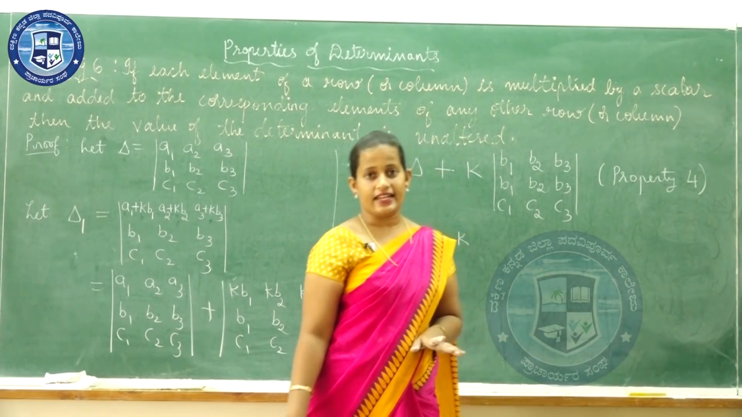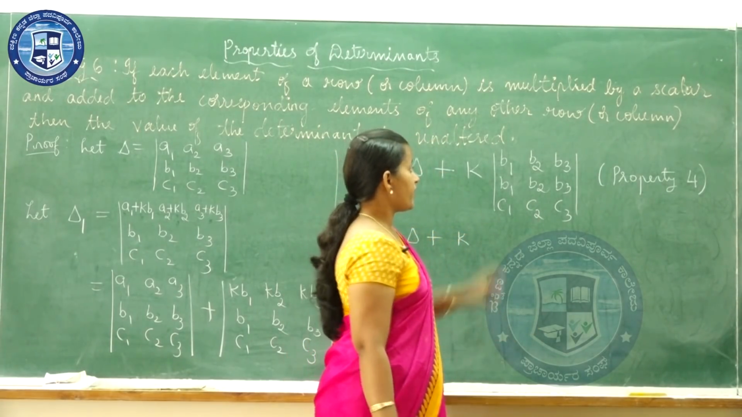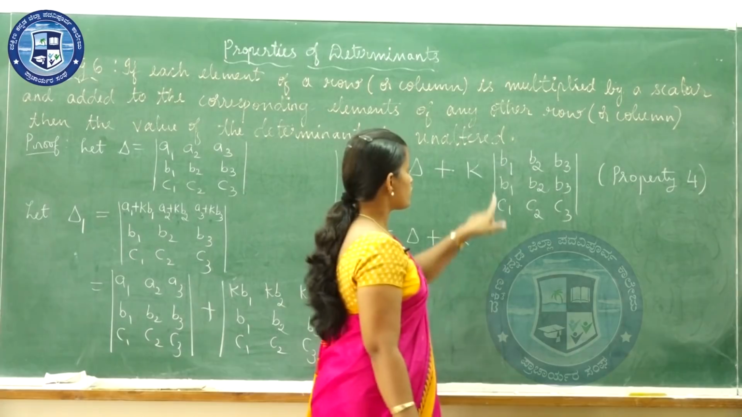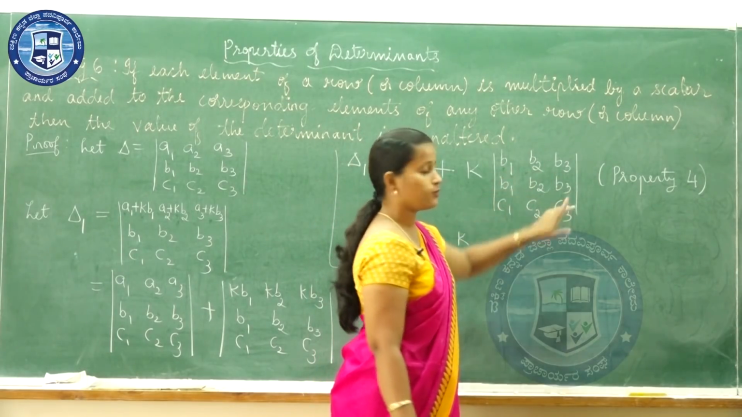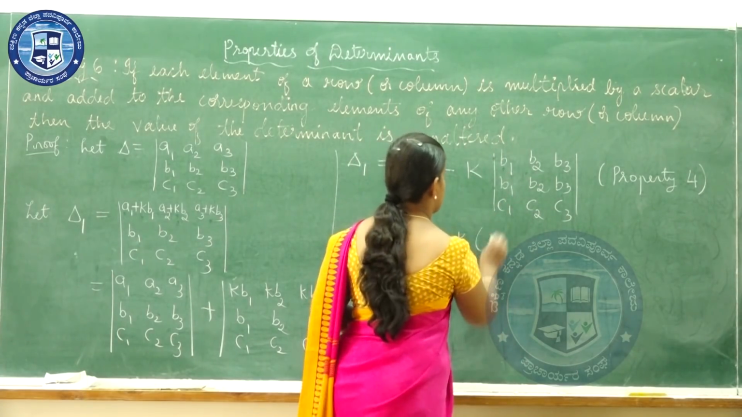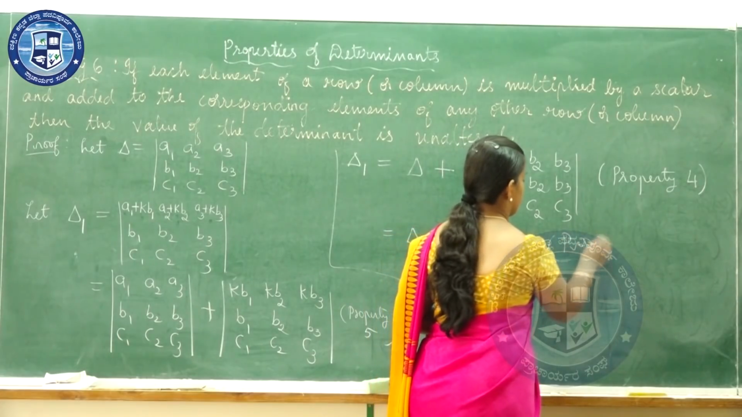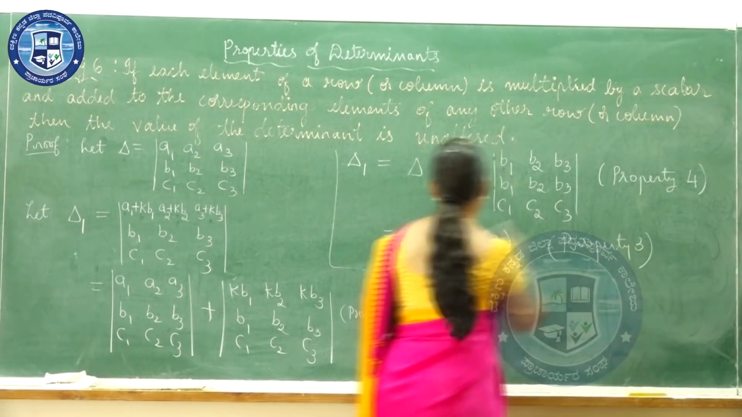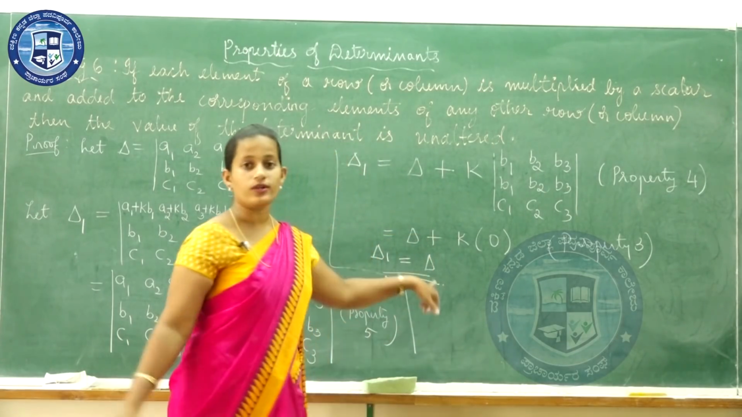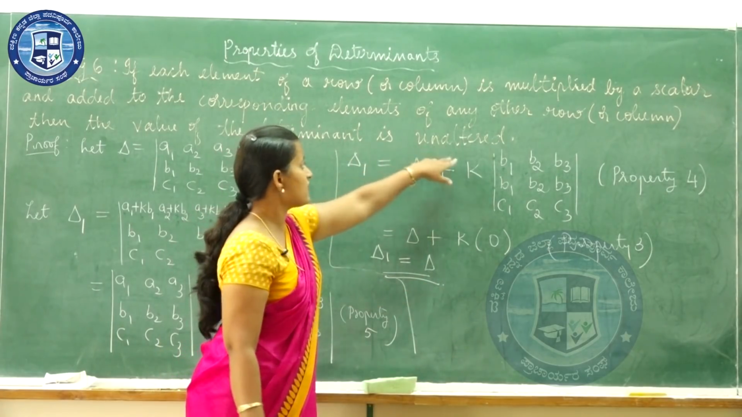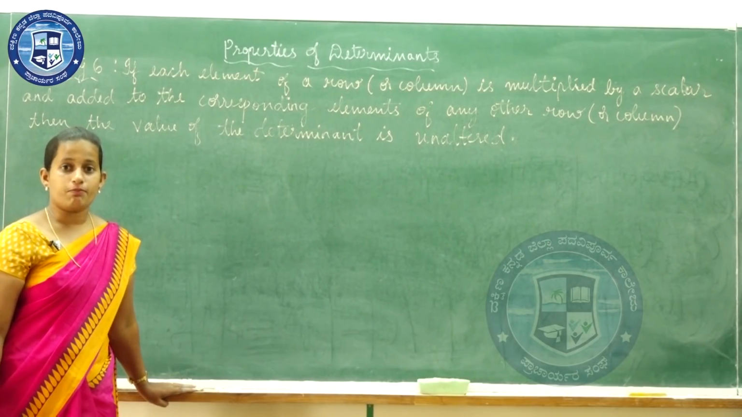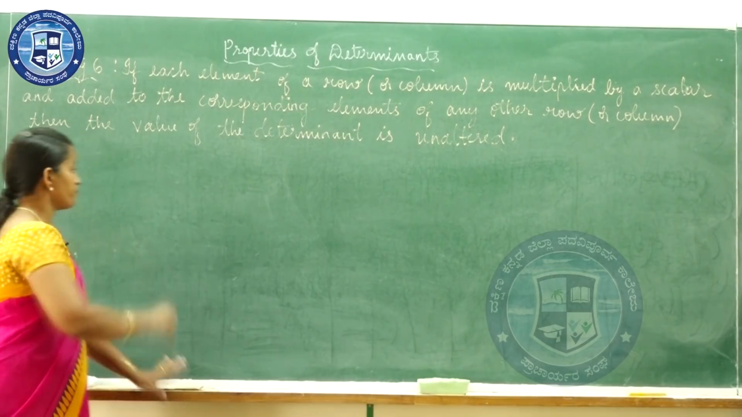What is your property 3 telling? Property 3 tells, if any two rows or columns are identical, then their determinant is 0. So, if you observe B1, B2, B3, B1, B2, B3, the first two rows are identical. Therefore, the determinant of this is 0 by property 3. So, k into 0 is 0. So, delta 1 is equal to delta itself. So, the determinant is unaltered. The determinant is the same. Please note the important point under property 6.